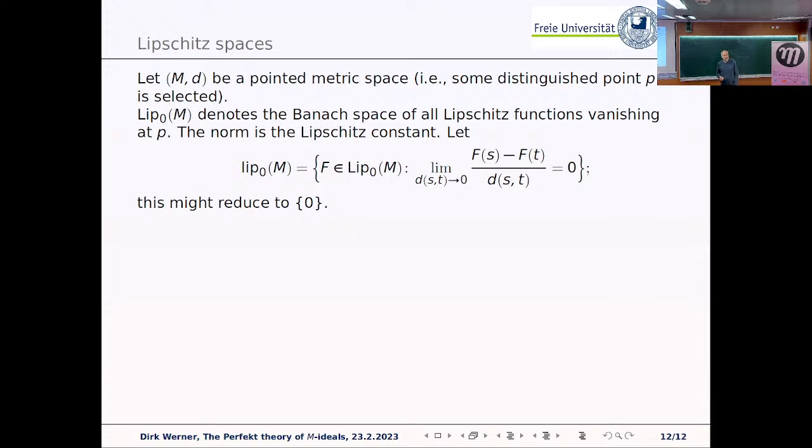So this is a well-defined definition, but of course it might simply give you the zero space. So if indeed the metric space is the unit interval with the Euclidean metric, then what you're asking here is that you have a function whose derivative is zero. So this is going to be a constant function. The constant function vanishing at some point has to be the zero function. So in the classical Euclidean metric on the unit interval, you really only have the zero space here. Also, it should be noticed that the choice of the distinguished point doesn't play any role. So if I pick some p, Alfred picks some q, and we both build our spaces, then they are naturally isometrically isomorphic.